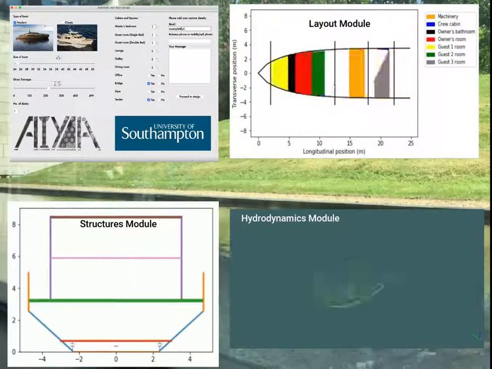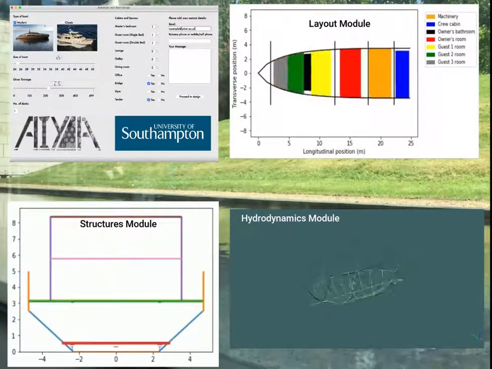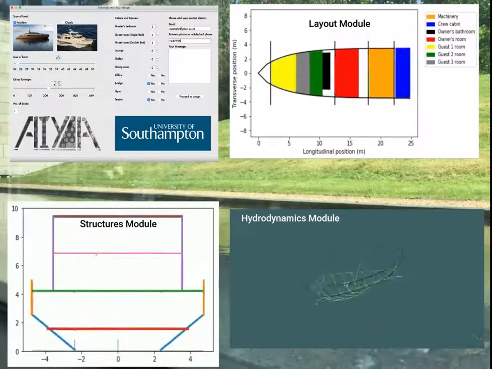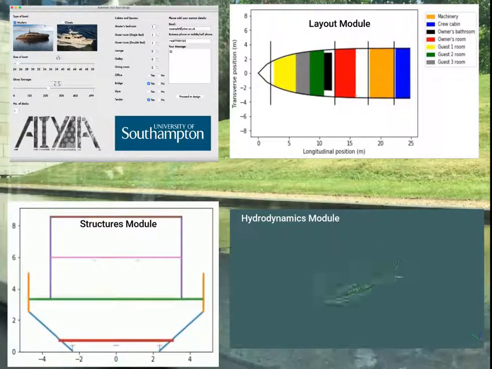The layout of the yacht is optimized against minimizing wasted space, keeping the cabins equally sized as well as maintaining the transverse center of buoyancy and transverse center of gravity locations at the same point.